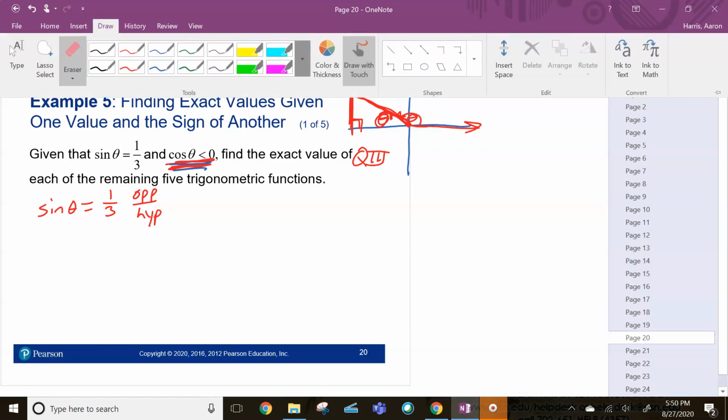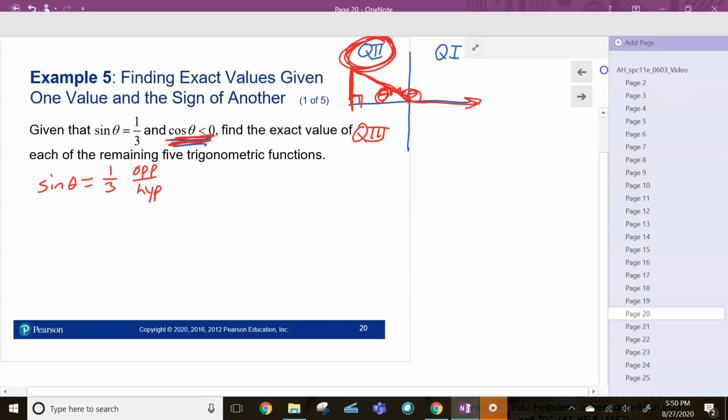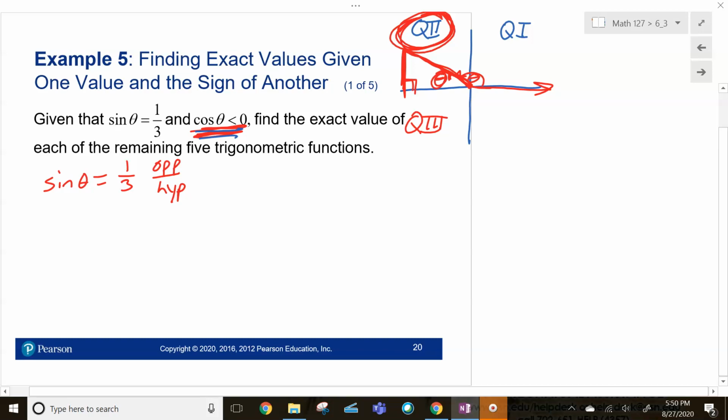All right, so let's get back to this here. We have the fact that the sine of theta is 1/3. Looking at this triangle now, this is my opposite side of theta prime, this is my adjacent side, and this is my hypotenuse. And this is saying that my opposite side is 1 and my hypotenuse is 3.